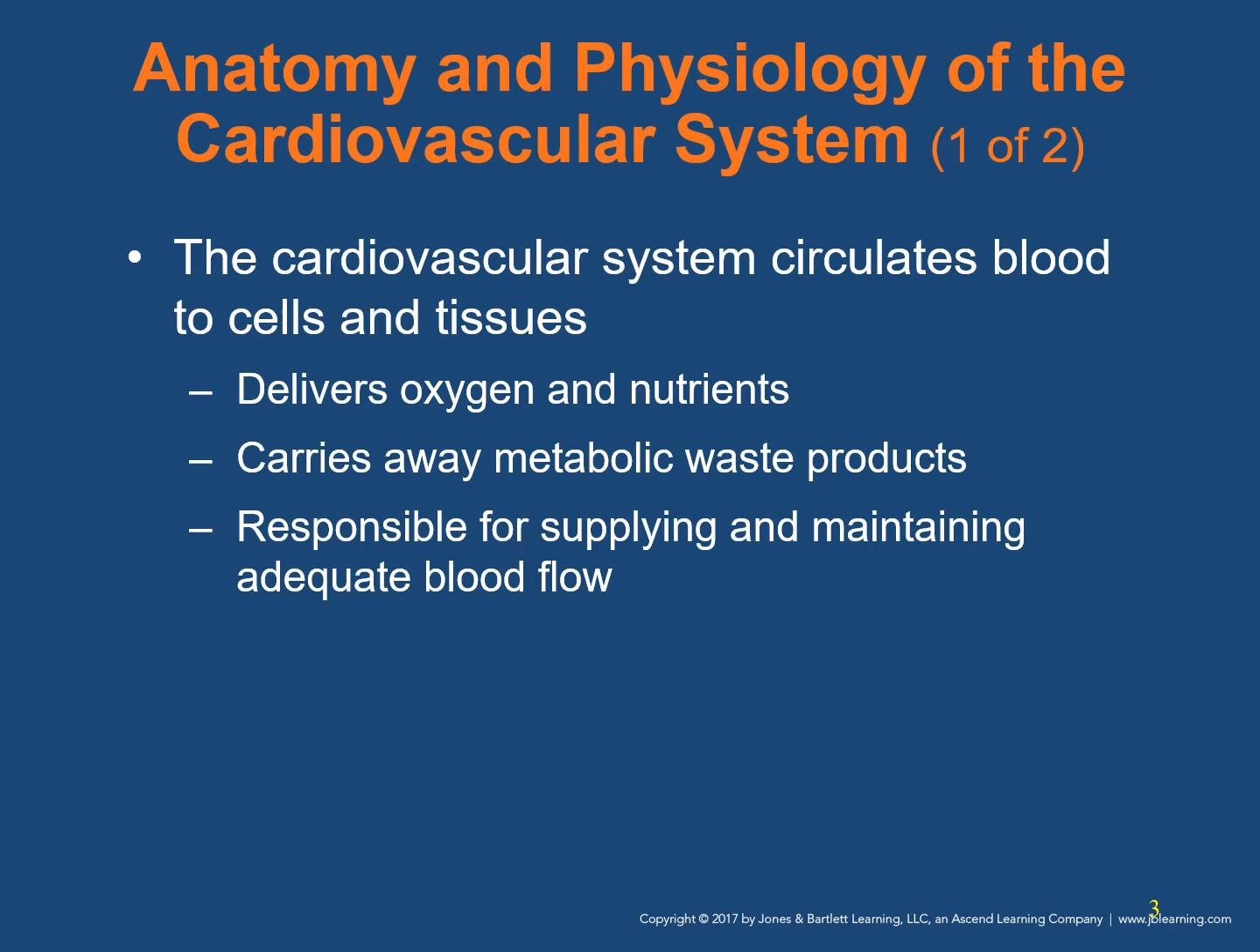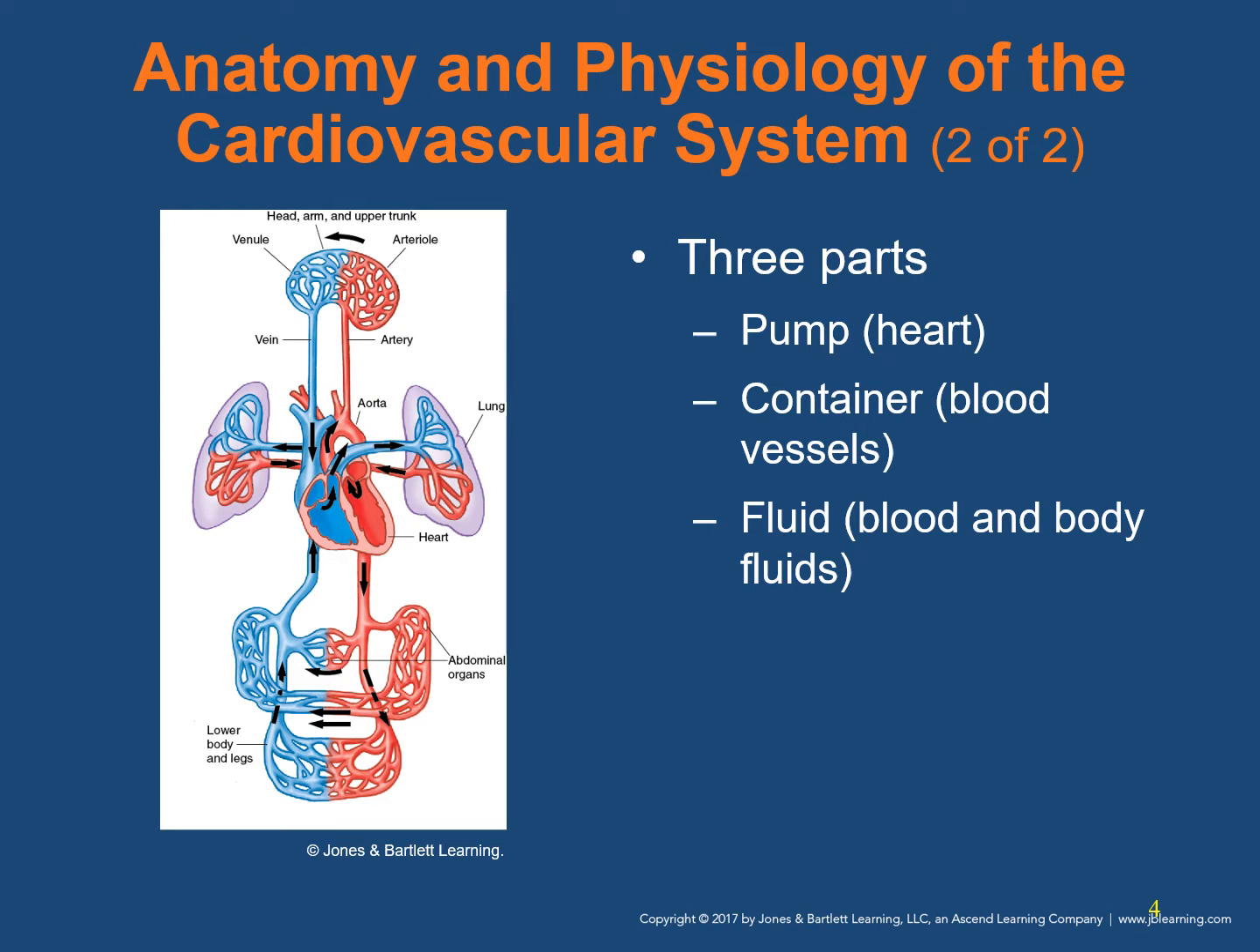Anatomy and physiology of the cardiovascular system. The cardiovascular system circulates blood to all of the body's cells and tissues, delivers oxygen and nutrients, and carries away metabolic waste products, responsible for supplying and maintaining adequate blood flow. Components: the pump, or heart, the container, which are the blood vessels, and the fluid, which is the blood and bodily fluids.